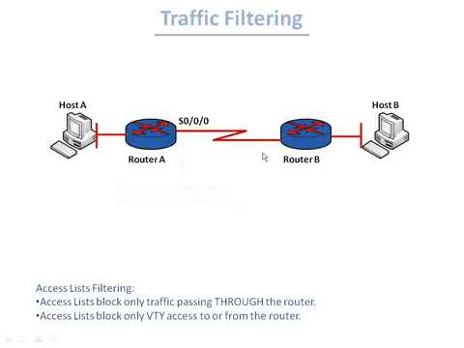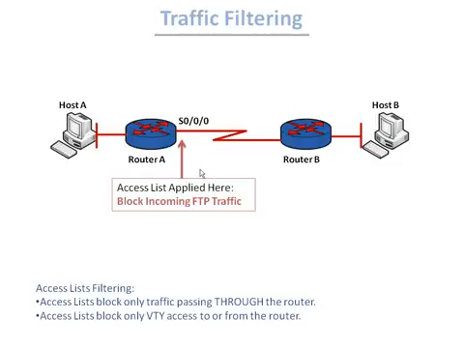So, for example, if we have an access list applied here and the access list does filtering, say it blocks only incoming FTP traffic. If you have HTTP traffic coming in, the access list checks that traffic, determines that it's HTTP, so it allows the traffic. But if we're trying to send in FTP, when the access list checks that traffic, it determines that this is FTP traffic, and the access list is set to block it, so it is not permitted to go into network A, where host A resides.